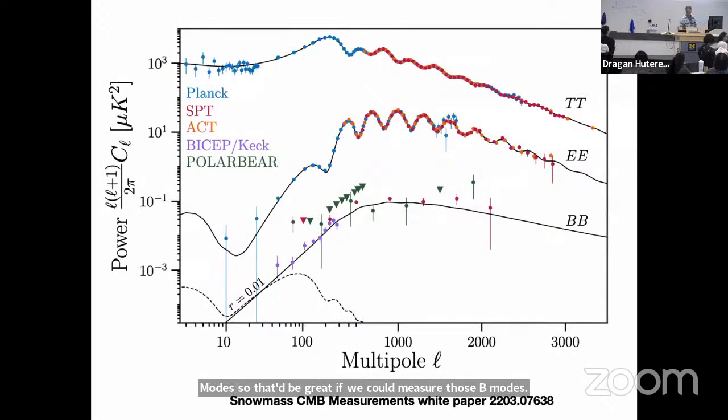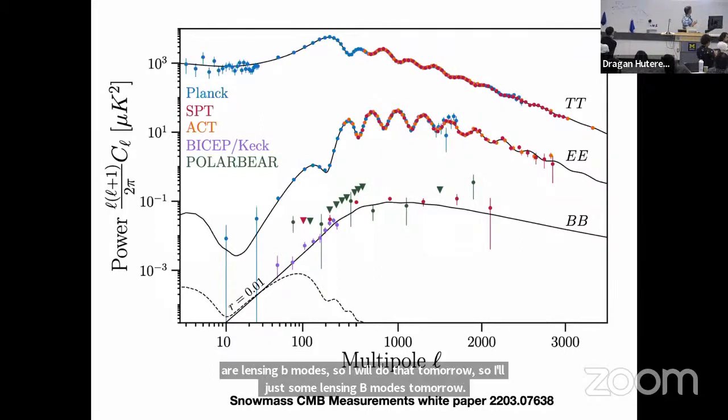So here's where we are. And holy crap, we measure B modes. Look at that. There's all sorts of B modes here. Well, these are the wrong B modes. These are lensing B modes. So we'll do that tomorrow. I'll do some lensing B modes tomorrow.